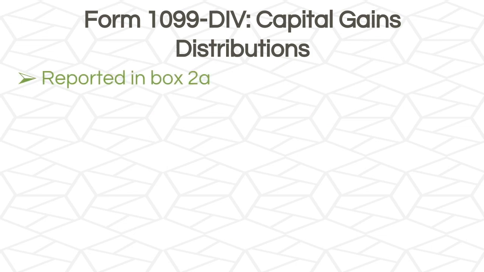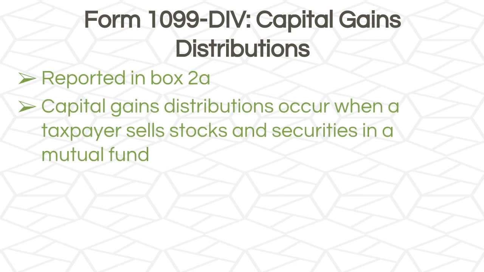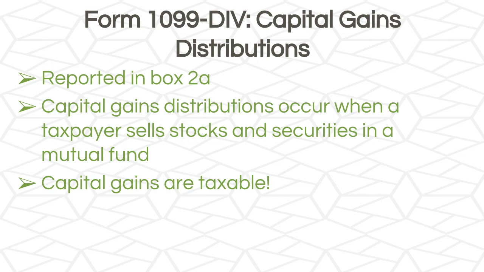Now, reported in box 2A, we have capital gain distributions, and these will commonly occur when a taxpayer sells stocks or securities in a mutual fund. Capital gains are also taxable income.